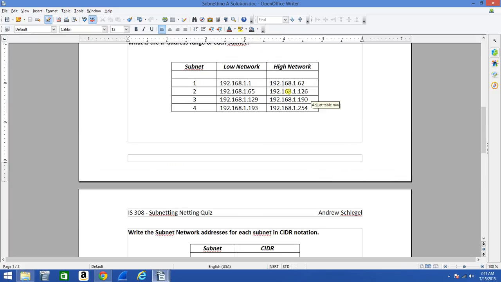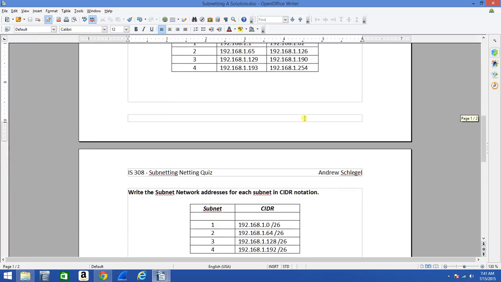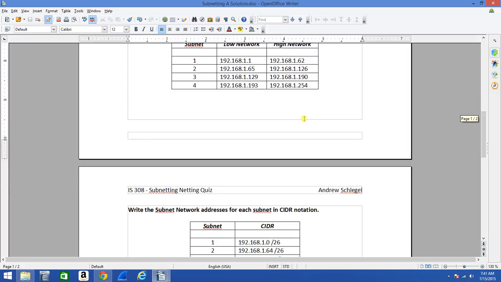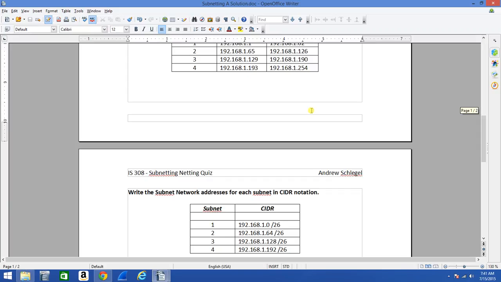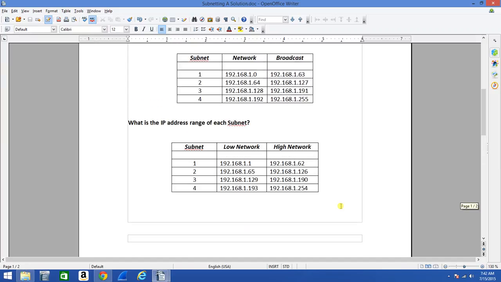Okay, so let's write this in CIDR notation. So you can see these are the subnets, but it doesn't have a mask. So let's write it in CIDR notation. So 192.168.1.0, how do you get the /26?